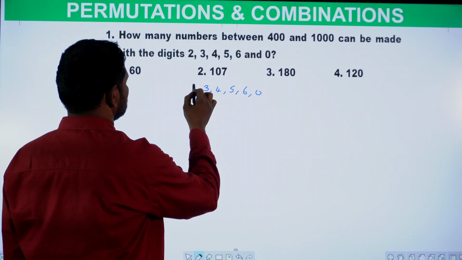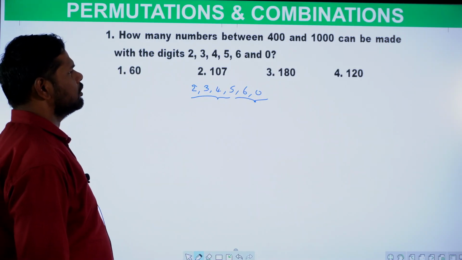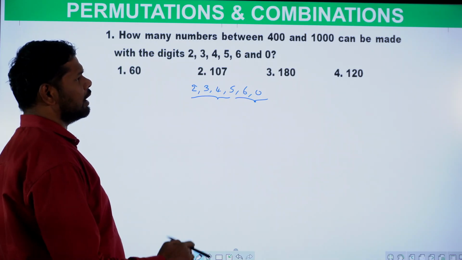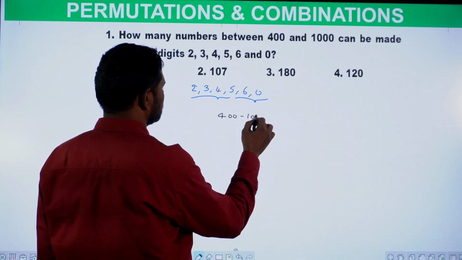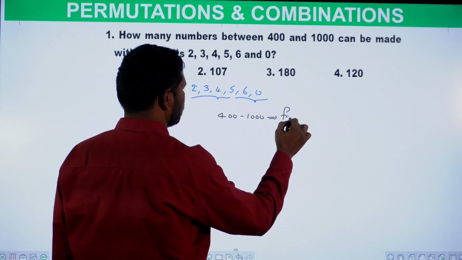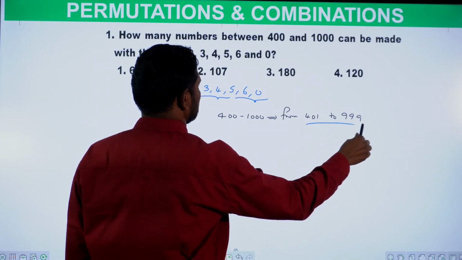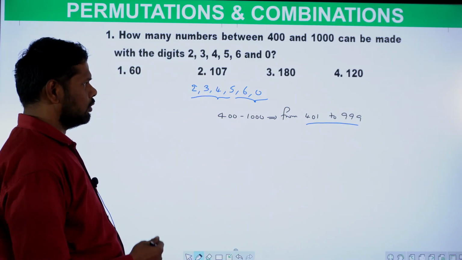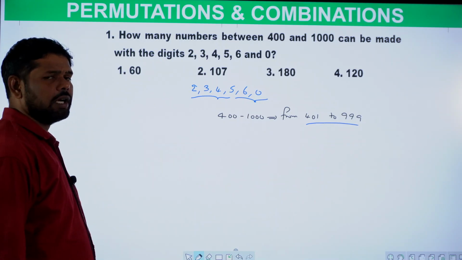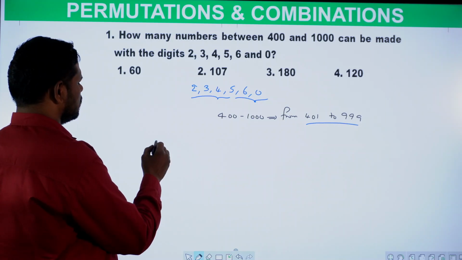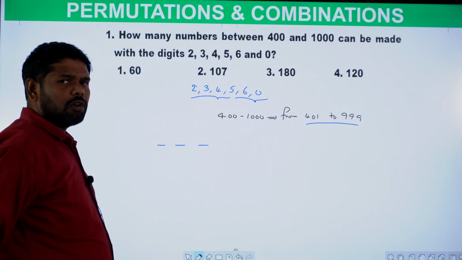6, and 0? So the total given digits are 6 digits. In these 6 digits, you need to find the numbers between 400 and 1000. Between 400 and 1000 means, nothing but from 401 to 999. Actually, this is the real meaning. So all are 3-digit numbers. That's clear.